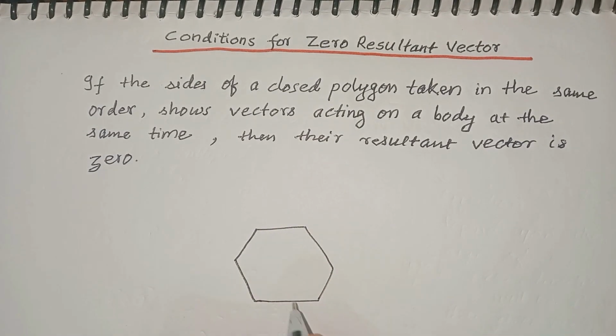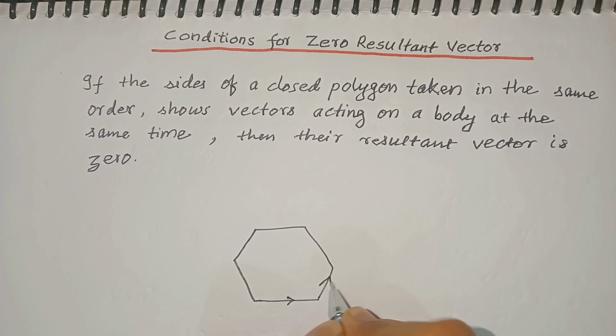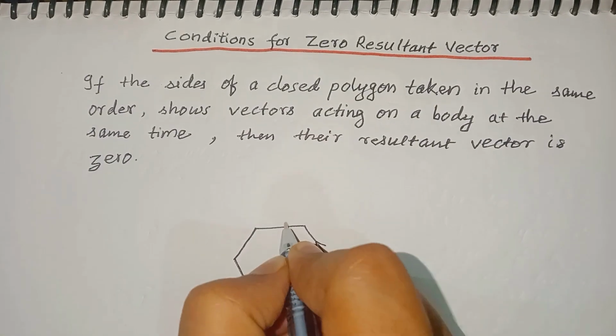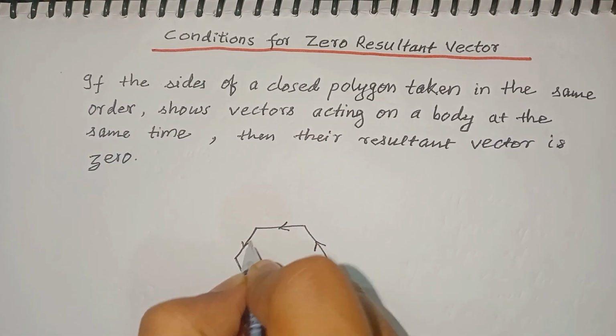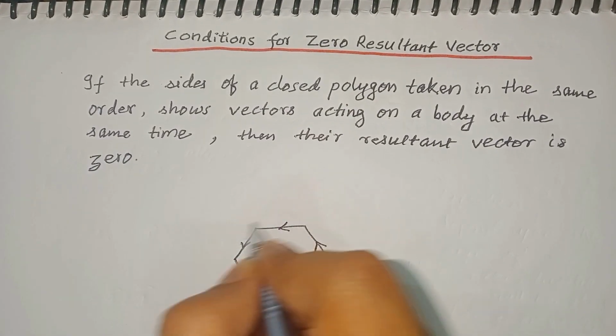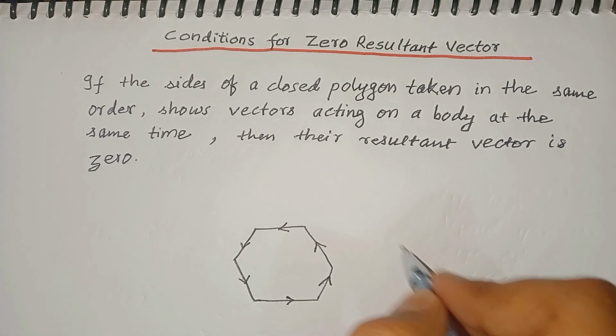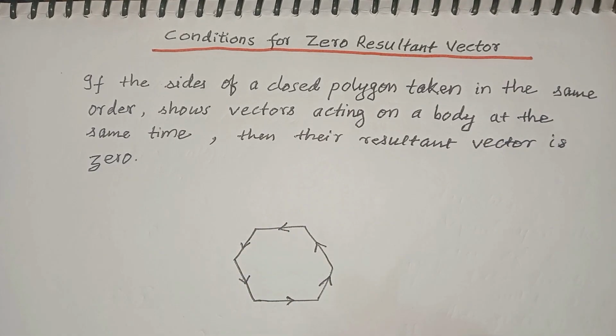And the same order means what? Their direction in the same order. Either it is anti-clockwise or it is clockwise. This is the same order. This is anti-clockwise. It can be clockwise also, but it will be only one order, okay? Either clockwise or anti-clockwise, okay?